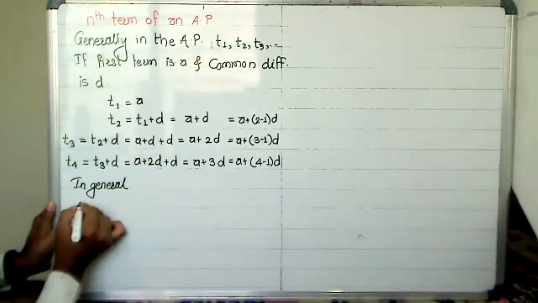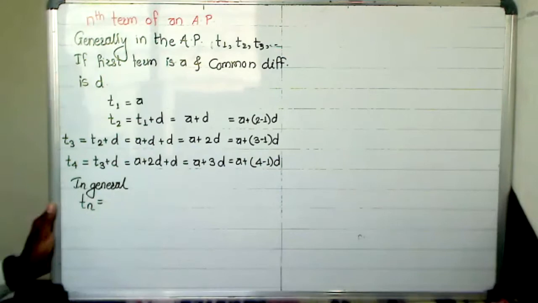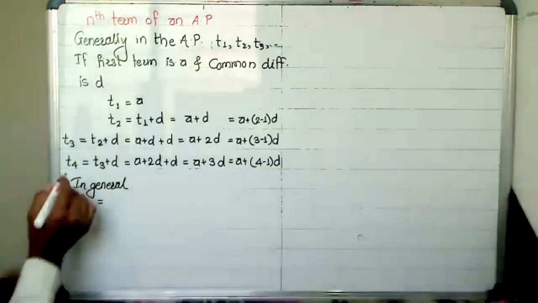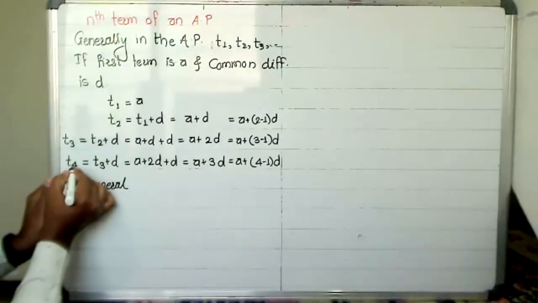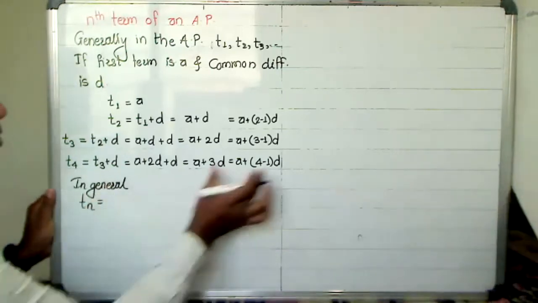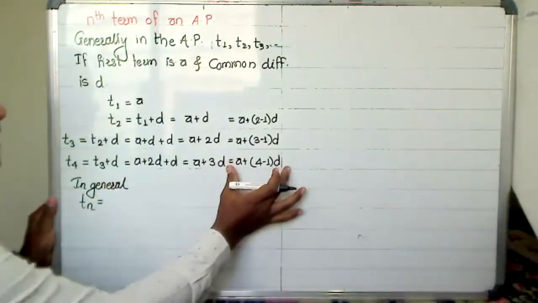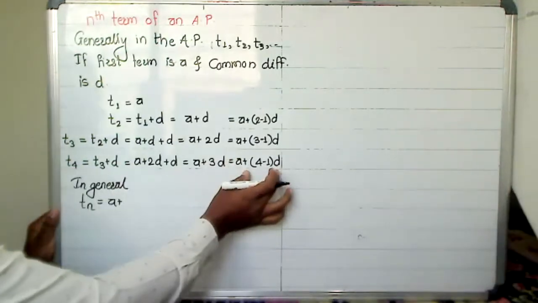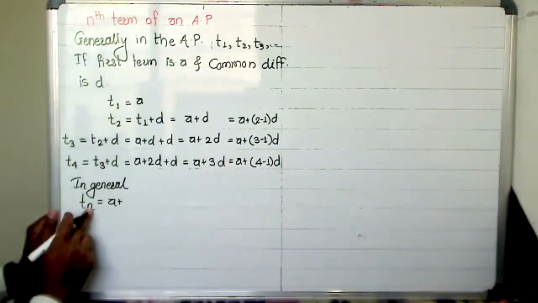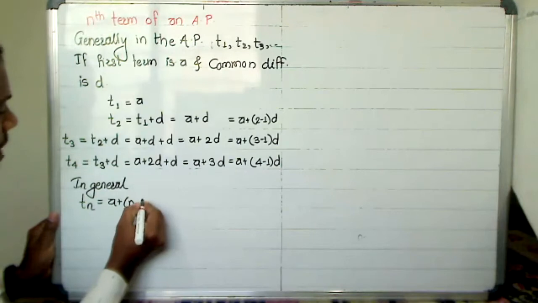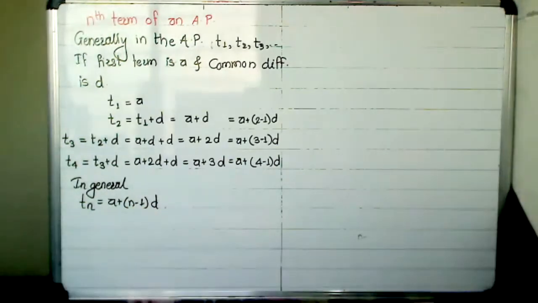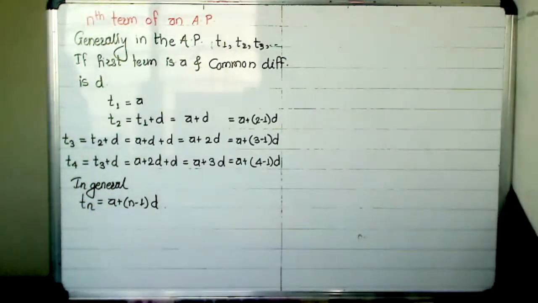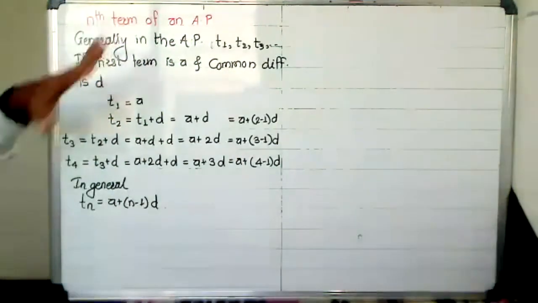So in general, I can write Tn is equal to, by this formula, suppose you have to assume this number as n. So here I'm just writing directly. A plus, if here it is 4, then we write in brackets 4 minus 1. So here it is n. So I can write n minus 1 into D. So this is the formula to find the value of Tn. Tn is nothing but the nth term of an AP.